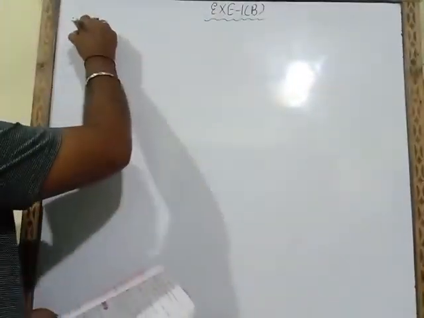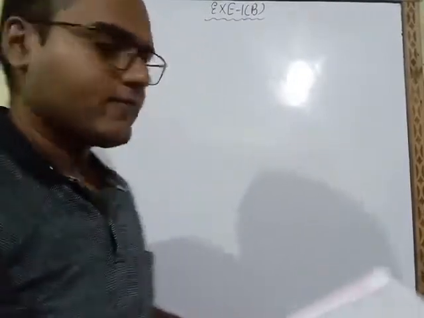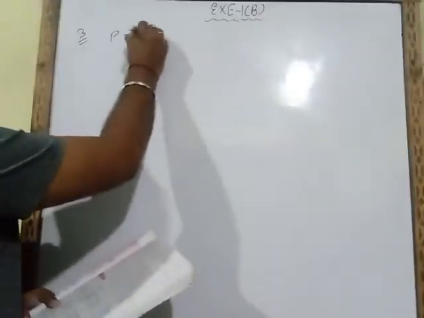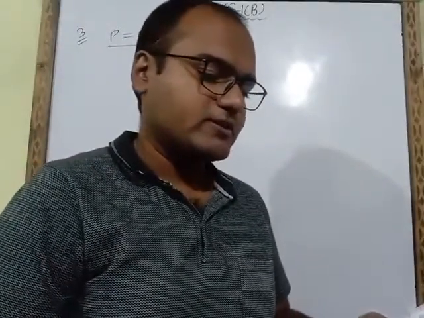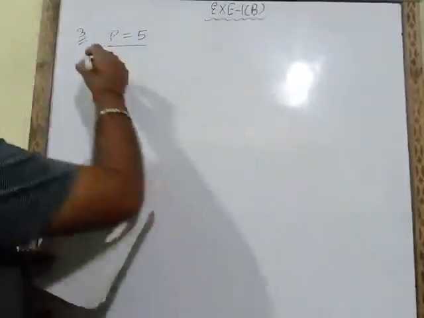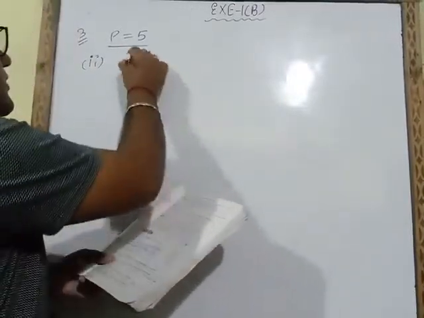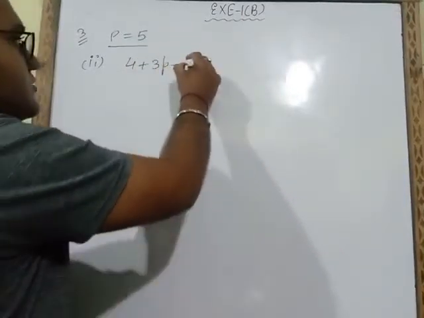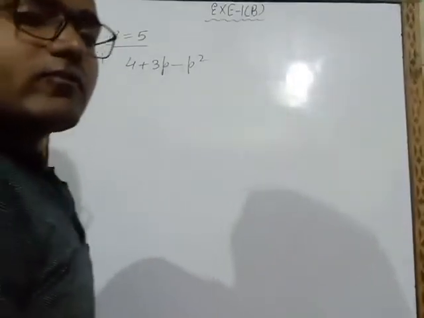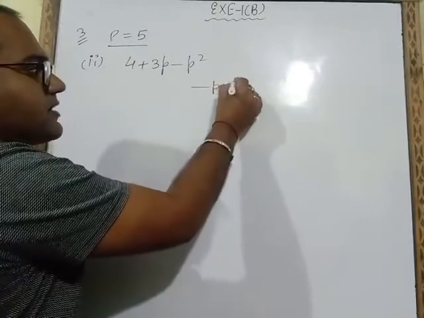Now see question number 3. P is equal to 5. P value is given. Then find the value of the following polynomials. Part number 2. Second part is 4 plus 3p minus p square. So first of all what you will do? P square we will change. We will write it as p multiply p.